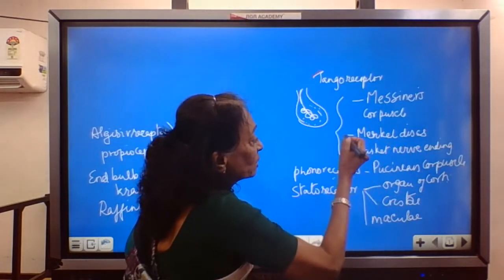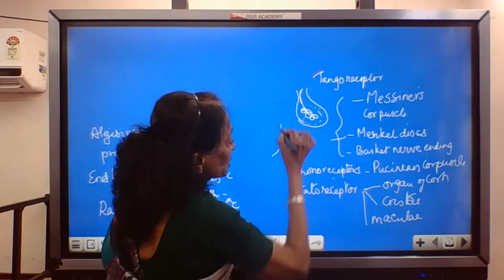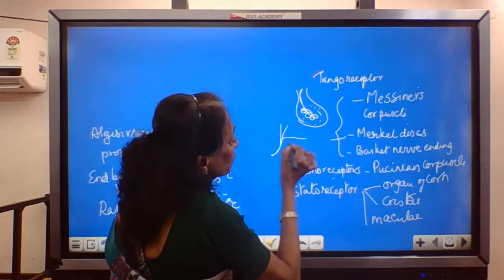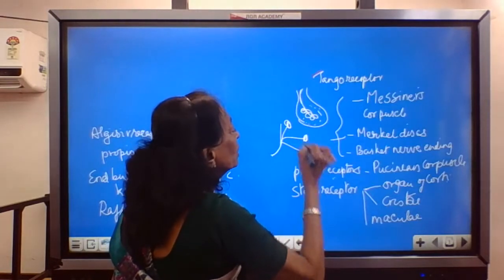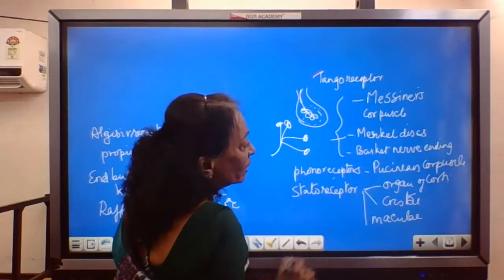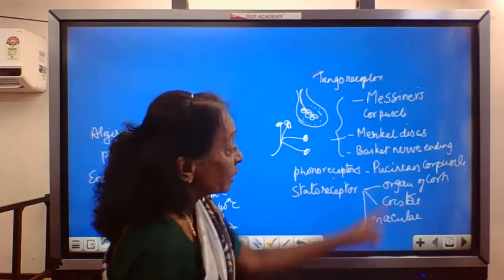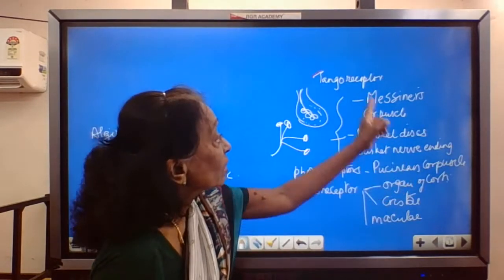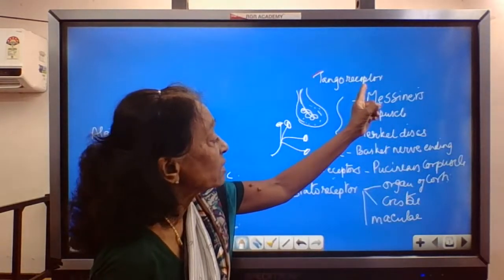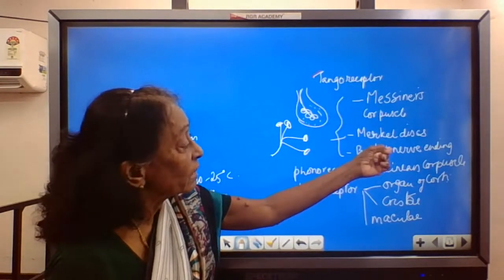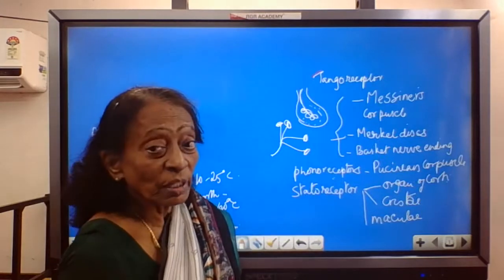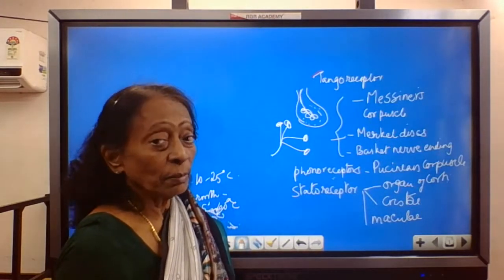This disc, suppose this is an axon, and it ends in a number of branches. Every branch will have a disc-like structure. That's why it is called Merkel's disc. If you take the basket nerve ending, it's mainly present in the tango receptors connected to the skin. All these nerve endings will be completely ending in the epidermis.